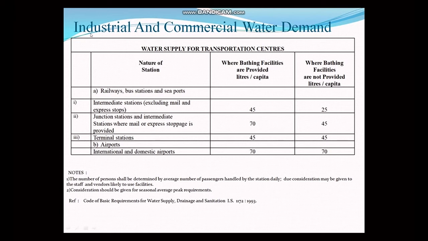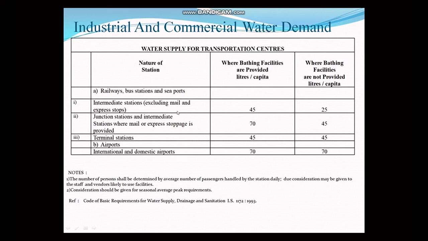Here, specifically, the water demand for various transportation centers has been discussed, as transportation centers are important commercial institutions. Here, the transportation centers are categorized into two different sectors. The first one is railways, bus stations and seaports, and the second one is airports. The first one, that is the railways, bus stations and seaports, are further categorized into three different types. The first type is intermediate stations, excluding mail and express stops.